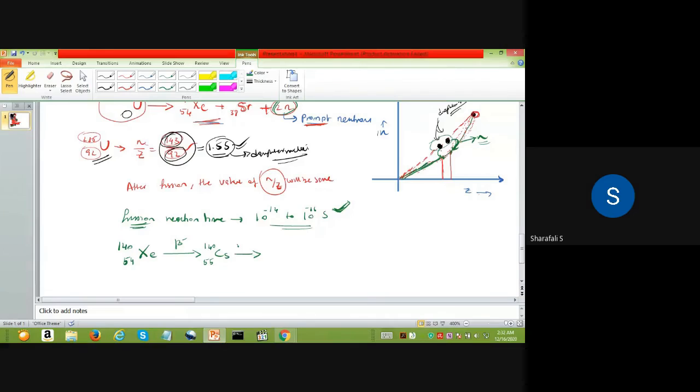Again, this will continuously go through negative beta decay. Then it will form barium 56, 140, so 140 will not change. Again, it will go through negative beta decay. Then it forms lanthanum with 57 and 140. Again, this is not stable. Again, it goes through negative beta decay, and that will form 58 here, and we have 140. So this is stable.